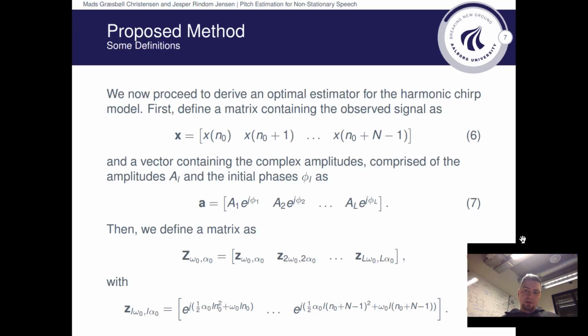Okay, so let's now move on to try to derive an optimal estimator for the harmonic chirp model. To do this, first we define a vector containing the observed signal going from x of n0 up to x of n0 plus N minus 1. We call that vector x, and a vector containing the complex amplitudes called a here, where we have, as you can see here, the real positive amplitude for each harmonic multiplied by e to the power of j times the phase phi for each of the harmonics. And then we define a matrix Z here, where we have a column vector for each harmonic. This is written as subscript omega 0 alpha 0, and you can see the definition of the vector down here: if we have the sets l omega 0 and l alpha 0, then it's just the chirp model for that particular harmonic, with the time vector going from n0 to n0 plus N minus 1.